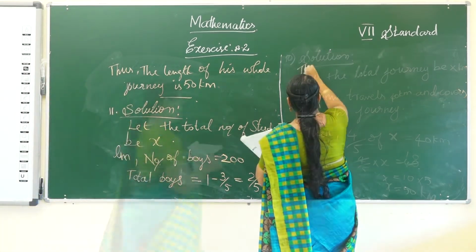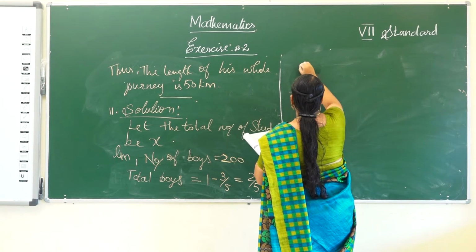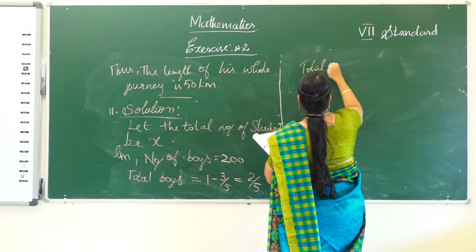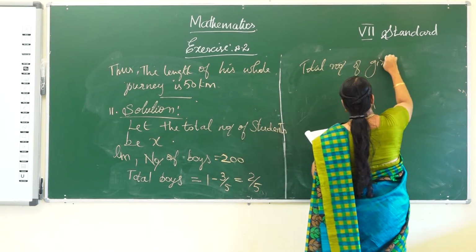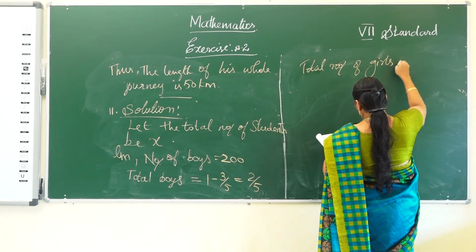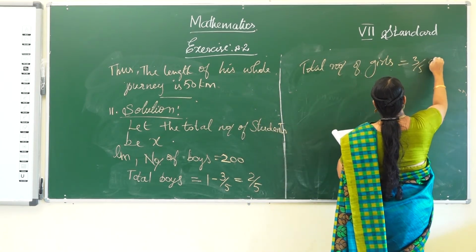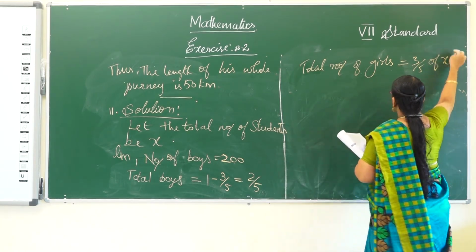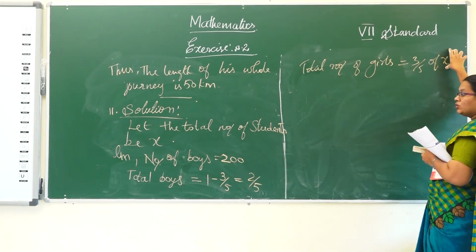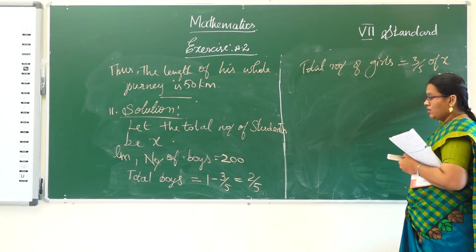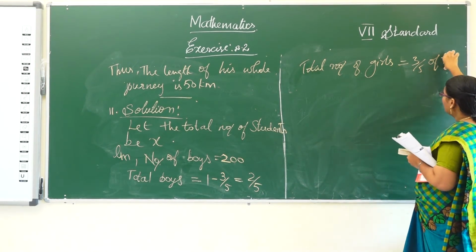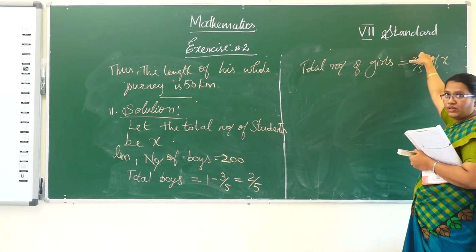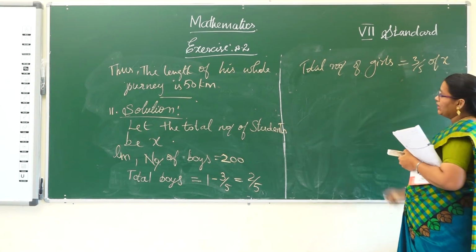So the total number of students we have considered. Okay, total number of girls is equal to 3/5 of x, the whole class. X means total number of students in a school, is it? Total number of students. So in the total number of students, we have considered that 3/5 of them are girls.